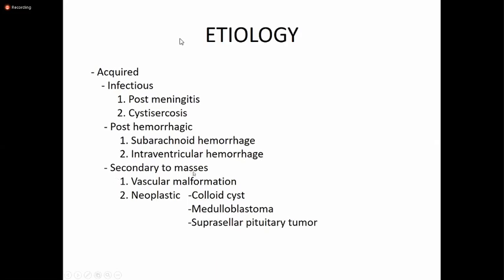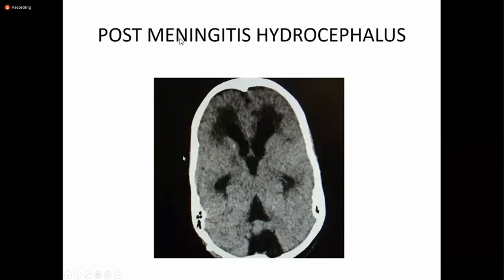Another cause of hydrocephalus is obstructive hydrocephalus, secondary to masses like vascular malformation or neoplastic, in case of neoplastic, colloid cyst, medulloblastoma, and suprasellar pituitary tumors. These are the causes of obstructive hydrocephalus. So acquired causes could be due to the meningitis, due to the tumors, and hemorrhages. So this is one of the scans of post-meningitic hydrocephalus.